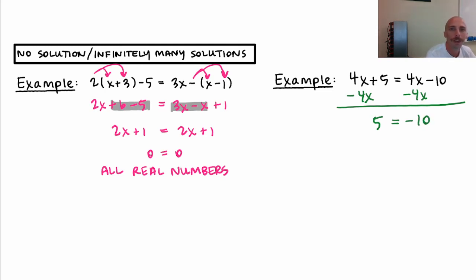And that's just not true, okay? So it's saying that this original equation right here is true as often as 5 is equal to negative 10, which is to say never. So I'm going to say no solution.